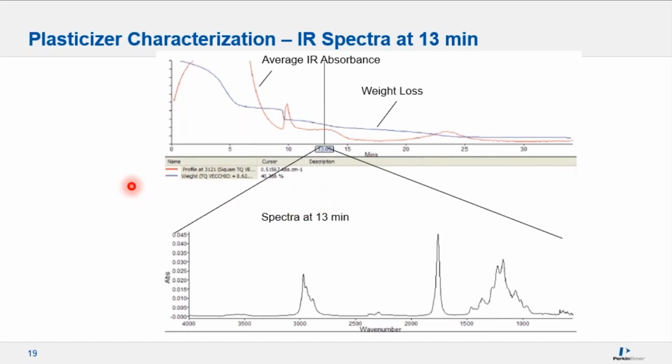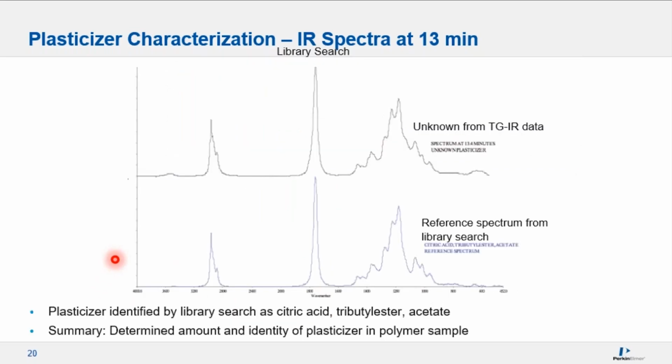If we look at our FTIR response, so this is the Gram-Schmidt plot, we can see during this individual weight loss event of the plasticizer, we can pull out the FTIR spectrum. Then we can take the spectrum, search it against the spectral library, and we actually get a positive identification for the chemical identity of the plasticizer. So we get citric acid, tributyl ester acetate.